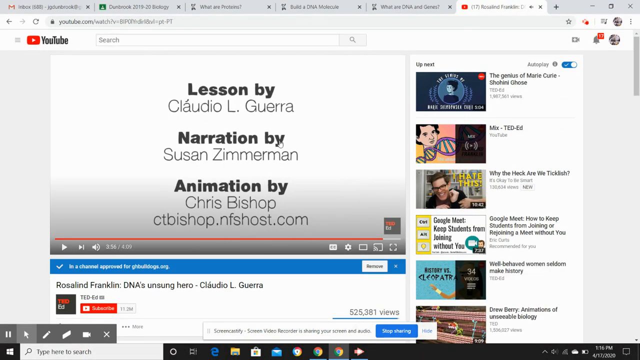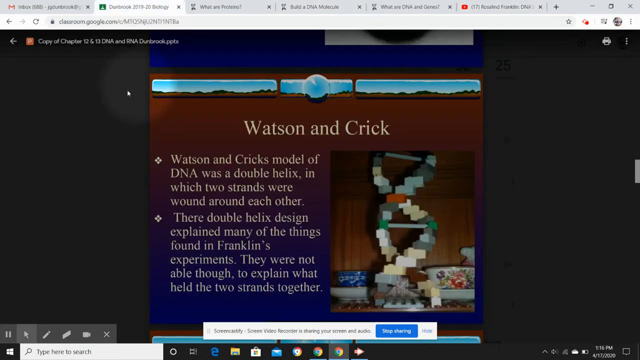Kind of a sad story. She kind of got the shaft on that one, and she was not able to get the Nobel Prize because they will not award the Nobel Prize after somebody has died. And the Nobel Prize also comes with a pretty hefty cash prize as well. I think it's $150,000 or something crazy. So she kind of missed out on that, unfortunately.